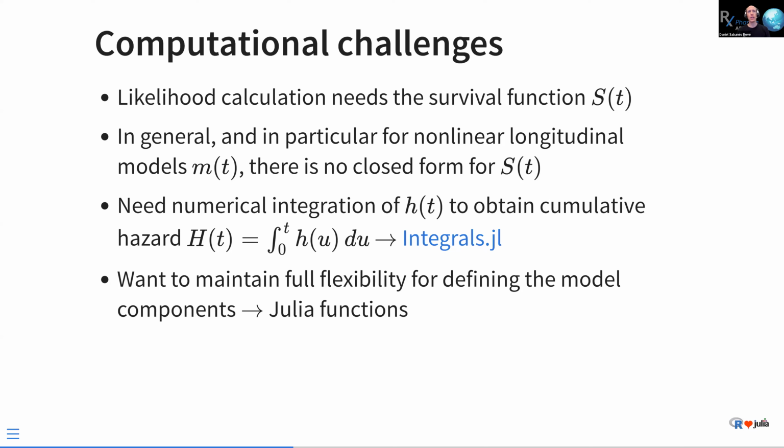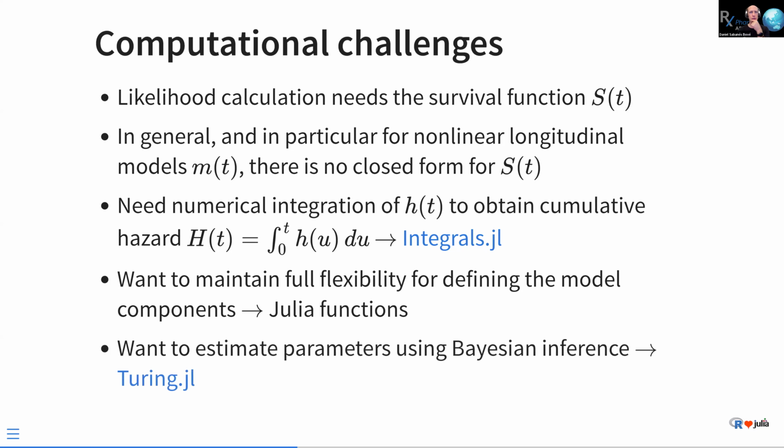Of course, we also want to maintain full flexibility for defining the model functions. In particular, that means: what is the link operator? Maybe we have some other covariates we want to put in this exponential term, right? For that, we use Julia functions to stay flexible. And then how do we estimate the parameters? As mentioned before, we use Turing.jl to run Markov chain Monte Carlo to produce our Bayesian inference results.